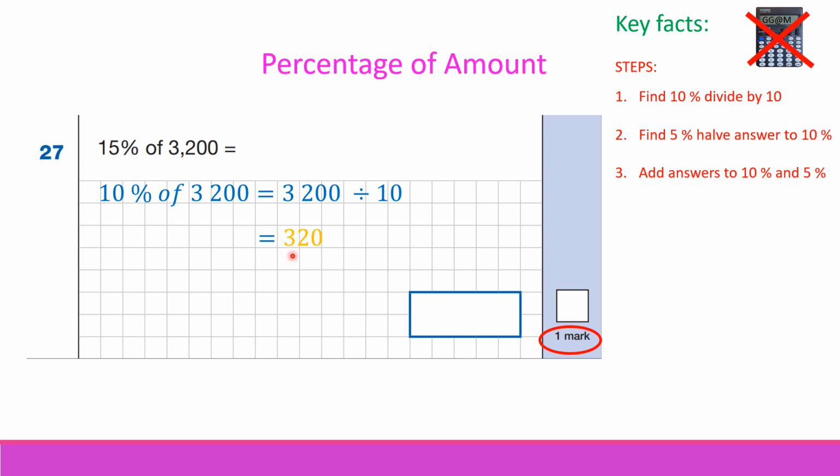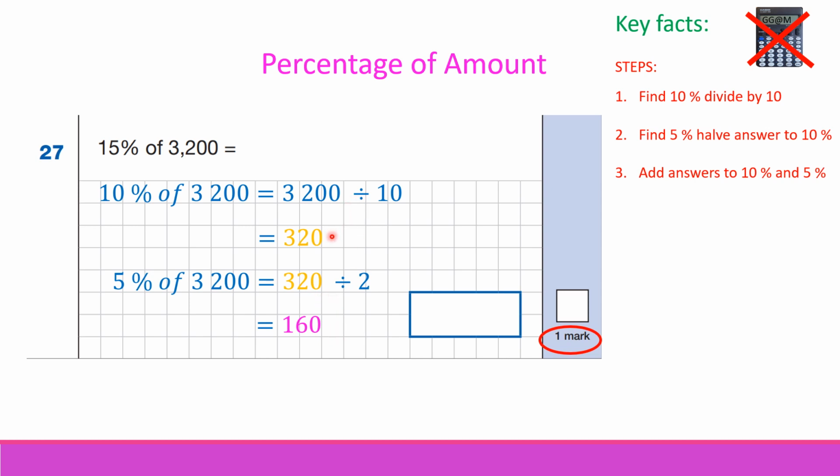Now I've got this answer of 320, this is the same as 10%, I've got to work out 5%. So to find 5%, I'm going to halve this number I've just worked out, so this 320 divided by 2, that will tell me 5%. So a half of 300 is 150, a half of 20 is 10, 150 plus 10 is 160, so that's how you can work out half of 320 in your head.